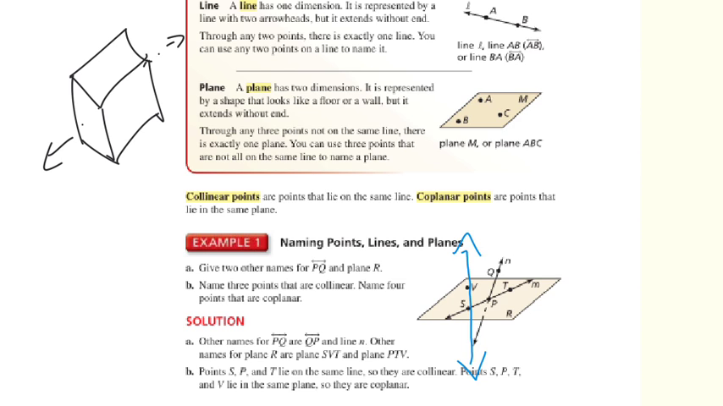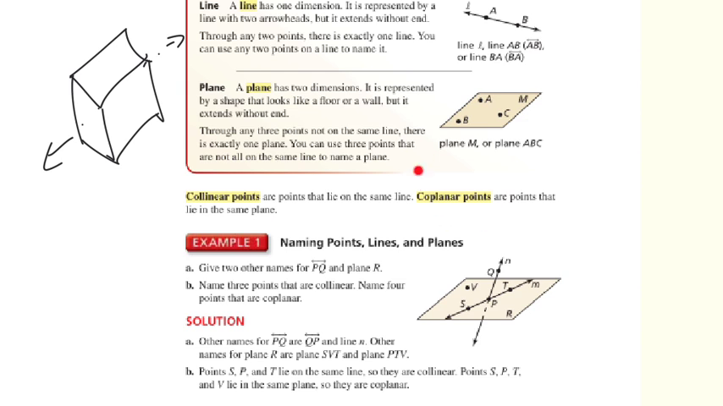But if I said S and V and say P over here, there's no way to draw a line that goes through S, V, and P. It just wouldn't happen. So those 3 points are not collinear, or non-collinear. So if you're ever asked if any 2 points are collinear, the answer is always yes.